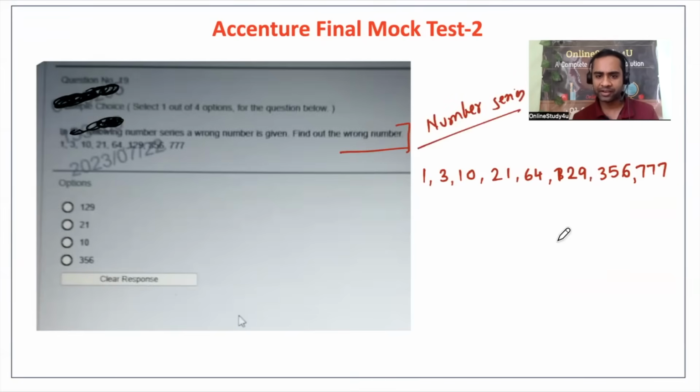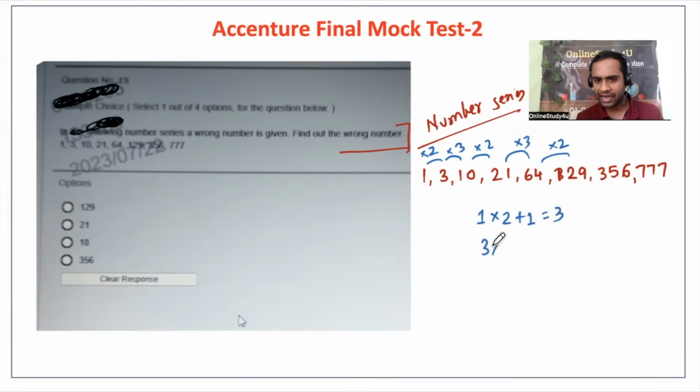Okay, now, friends, when I am trying to analyze it, what I could see here is that this is 3 times, like 3 into 3 is 9, one more. This is 2 times, and 21 into 3 is 64. 64 into 2 is 128. So what I see is that one number is getting multiplied by 2, and then another number is getting multiplied by 3. So 1 into 2 is 2, plus 1 is 3, and then 3 into 3 is 9, plus 1 is equal to 10.